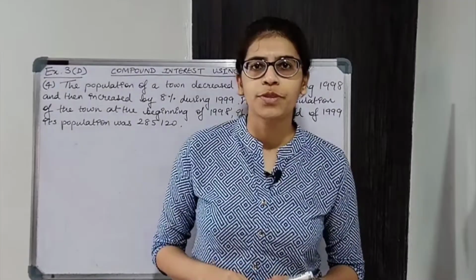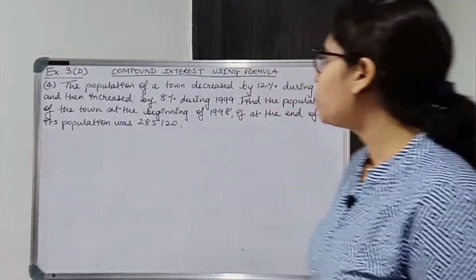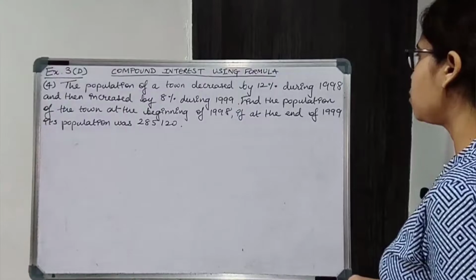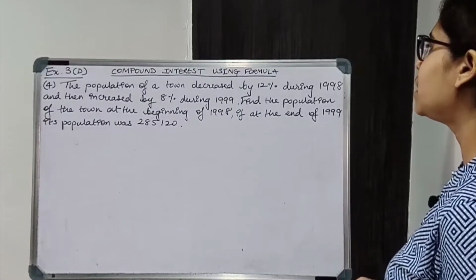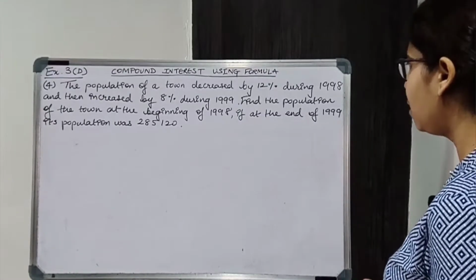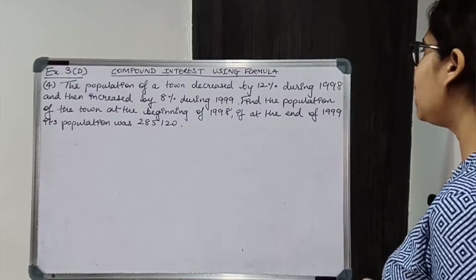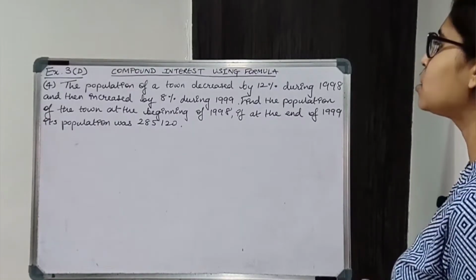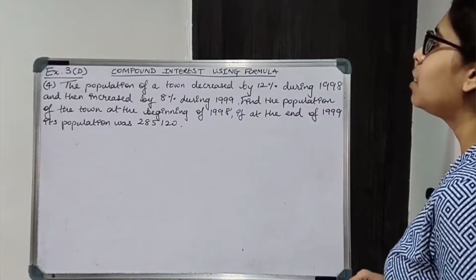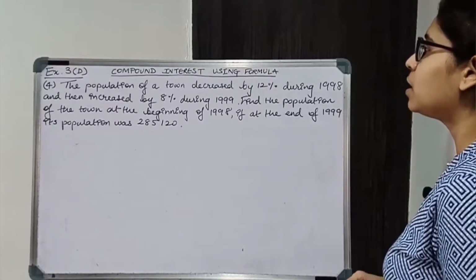Starting with question number 4. The population of a town decreased by 12% during 1998 and then increased by 8% during 1999. Find the population of the town at the beginning of 1998 if at the end of 1999 its population was 2,85,120.